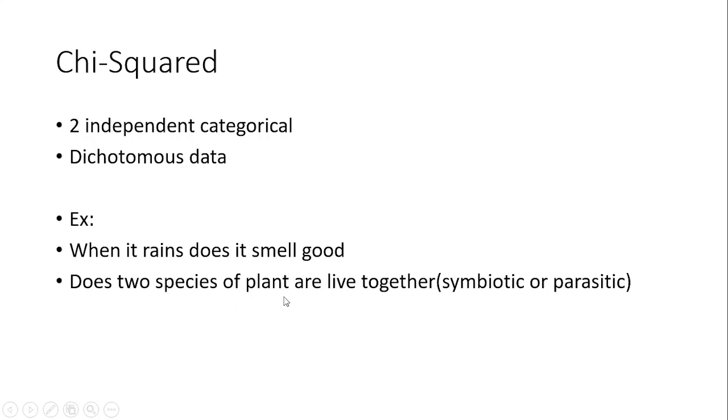Those two species of plant do live together. This has bad grammar. Let's see. Those two species. Do we have two species? Are they living together? So this exists and this doesn't exist. Do you find this symbiotism or parasitism, you find that they're independent? So if you have dichotomous system, yes or no question, exist, doesn't exist, 1, 0, and you have two independent categorical, you should do chi-square test.